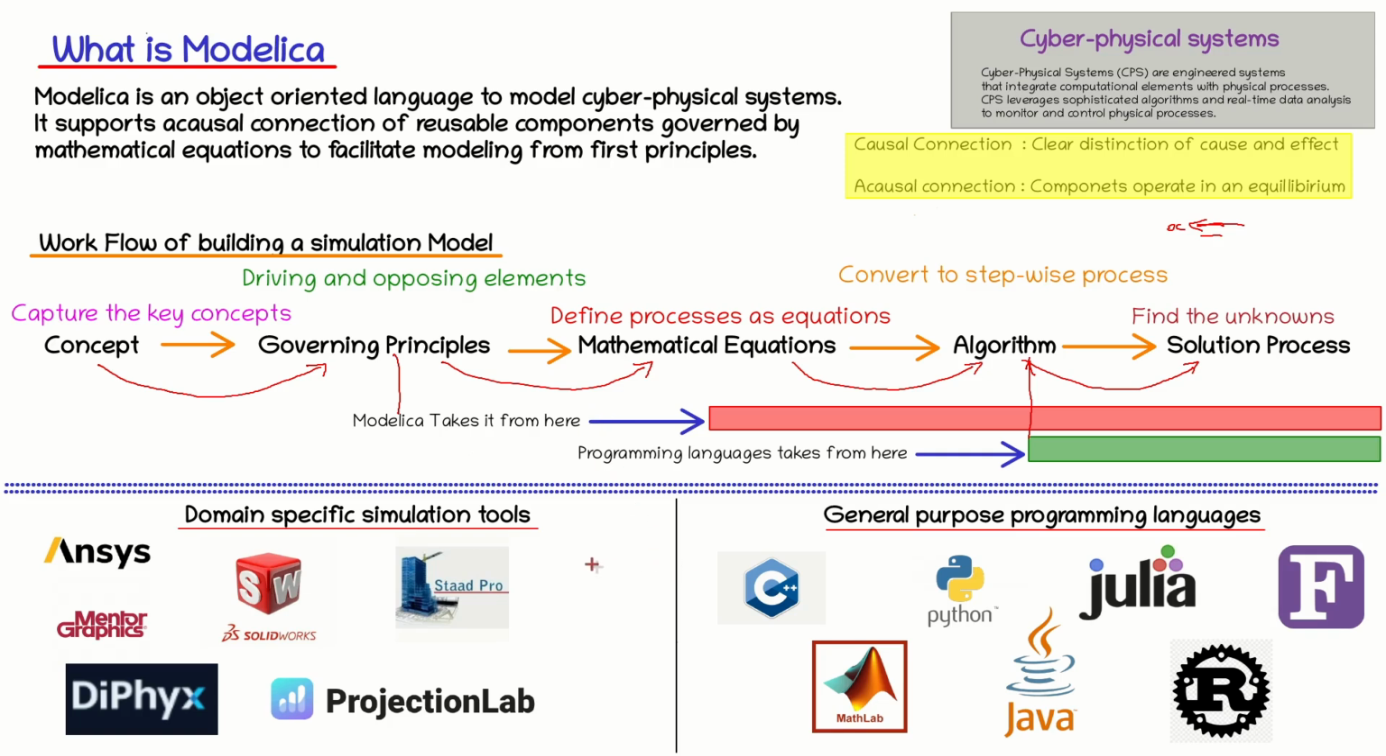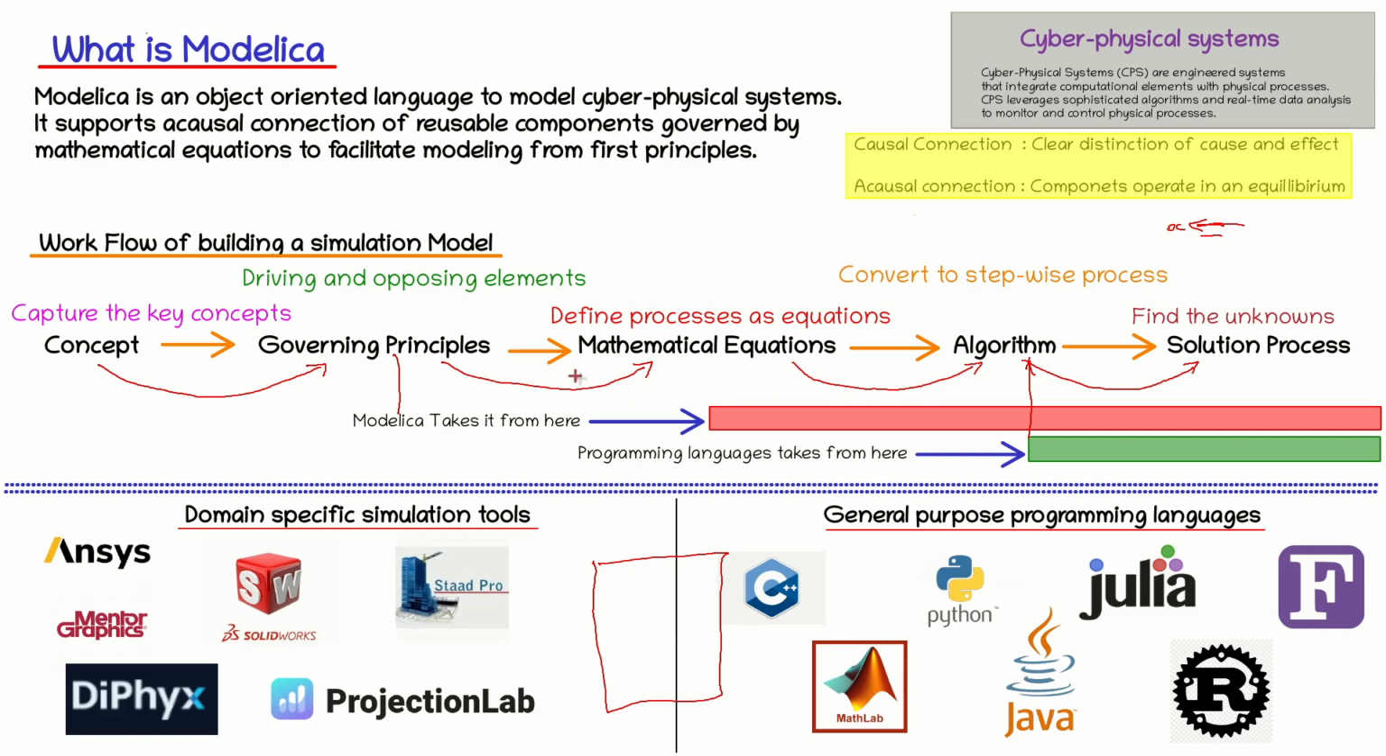So Modelica comes in between somewhere here, where Modelica allows you to write the equations that define your model, and then it will take the process of converting those equations into an algorithm by itself. That way, the user can focus on building the mathematical framework of their model and be less worried about the numerical nuances of converting them to an algorithm and solving a numerical process.